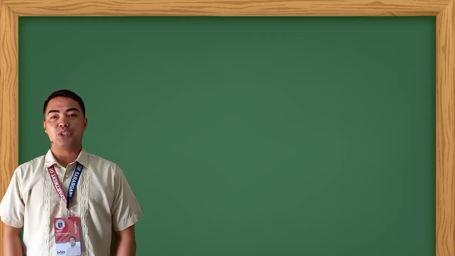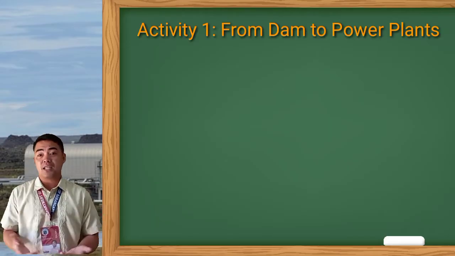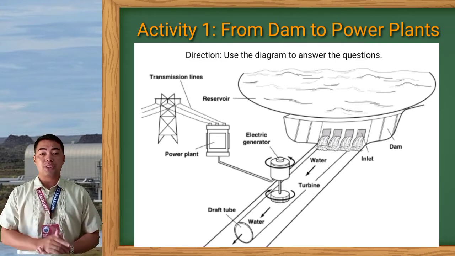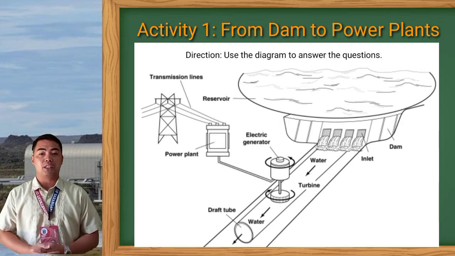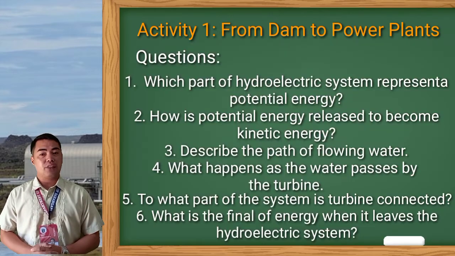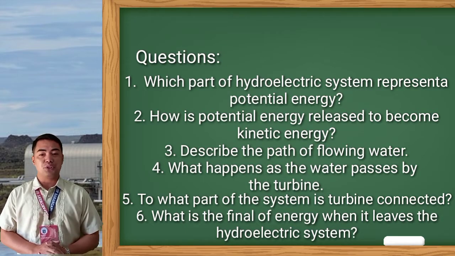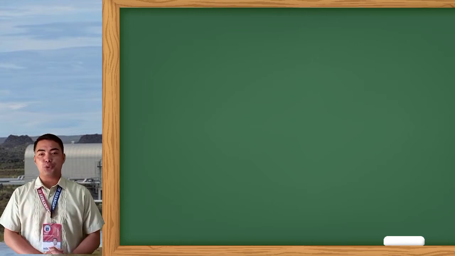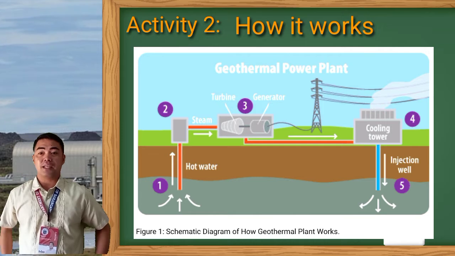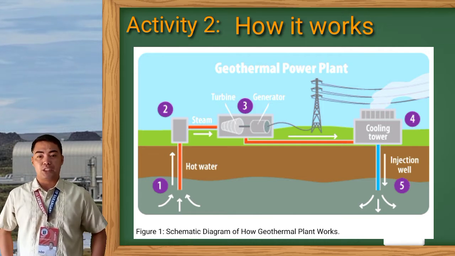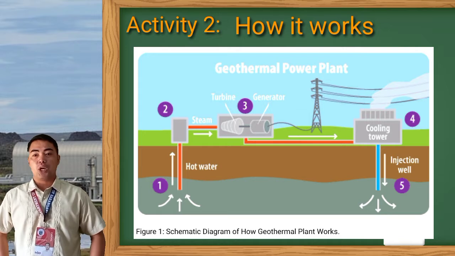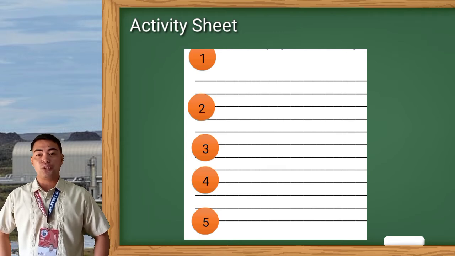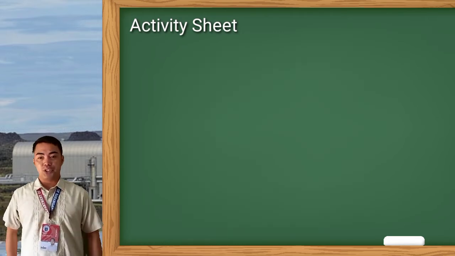Now, it's time for you to answer your Activity Number 1, entitled From Dam to Power Plant. Again, you will be given 3 minutes to study the diagram and another 5 minutes to answer the given guide questions and then write your answers in your module. Am I understood, class? Very good. For your Activity Number 2, you are going to again study the diagram and describe the process of how a geothermal power plant works. You are guided by the numbers and terms written on the diagram. You may open your module for reference and please write your answers in the module.